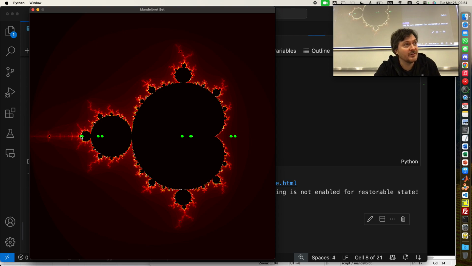What is the mouse pointer? Is this the starting point? It's the starting point, z equals c. It's not only the starting point, but it's also the parameter of the equation. It's z squared plus c, right? It corresponds to that c. It's also the starting point, also the parameter of this z squared plus c.